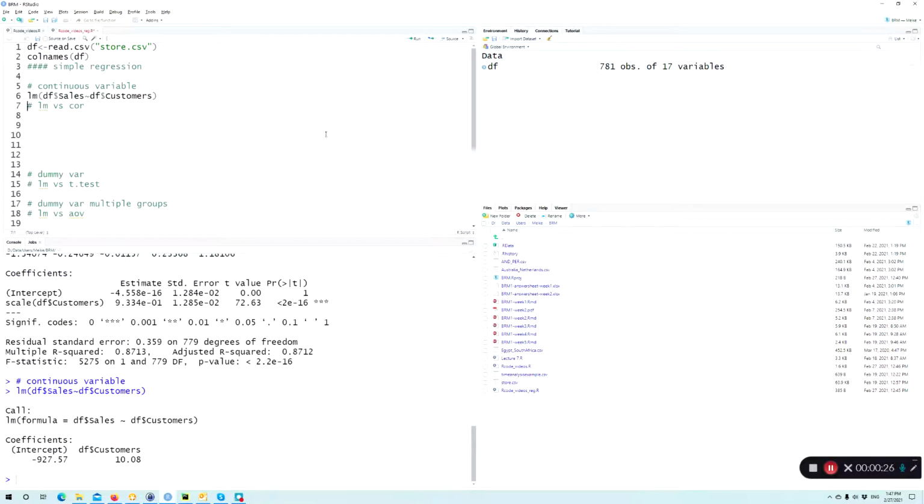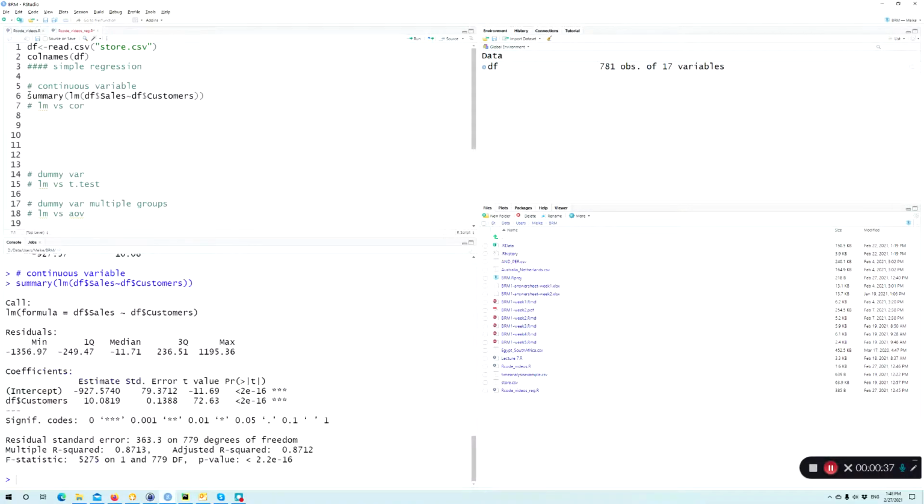Now if we just perform this function, the output only shows the intercept and the beta coefficient. If we place summary around it, it will also give you the significance level, the F-test and the R squared. Yeah? Now how do we interpret this?